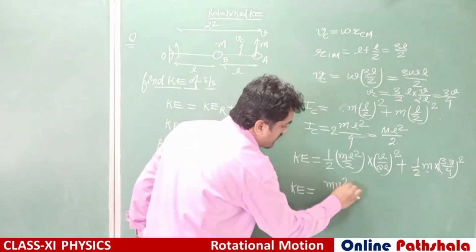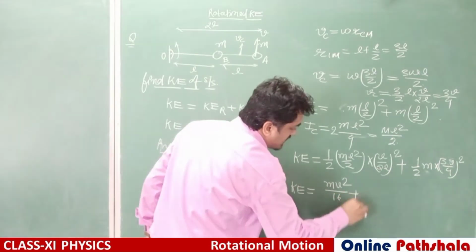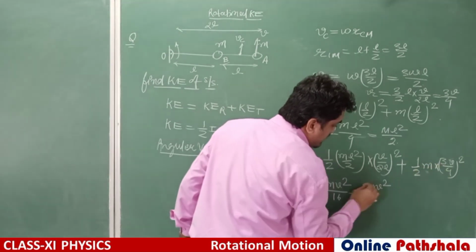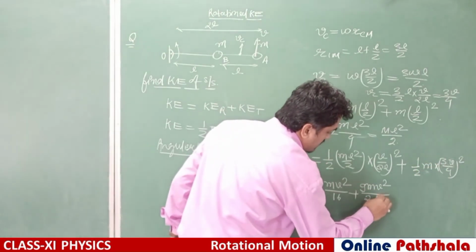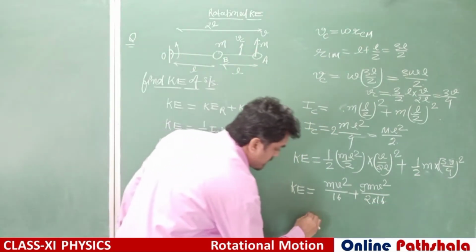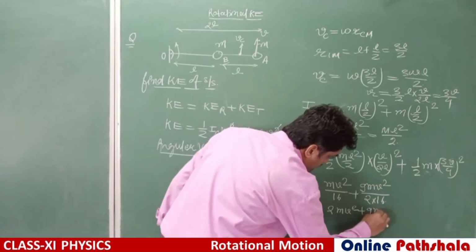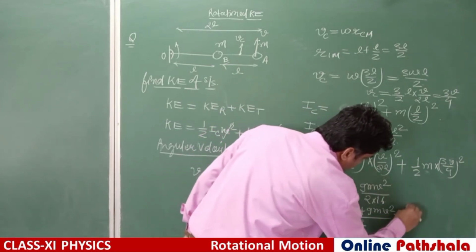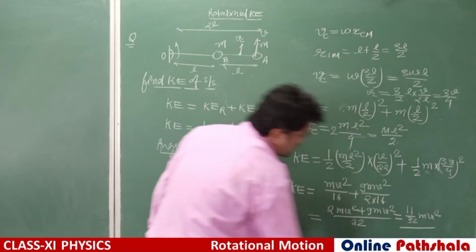So mv square over 2 into 4 into 4, that is 16, plus 9 mv square over 2 into 16. So it will be 2 mv square plus 9 mv square divided by 32. Finally, 11 by 32 mv square. This is the total kinetic energy.